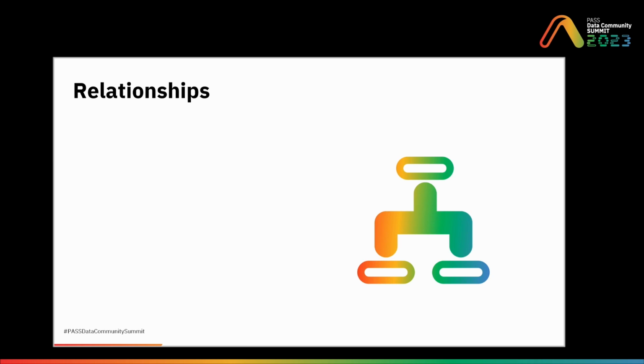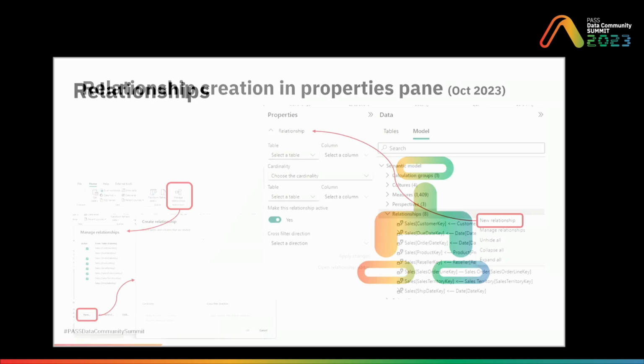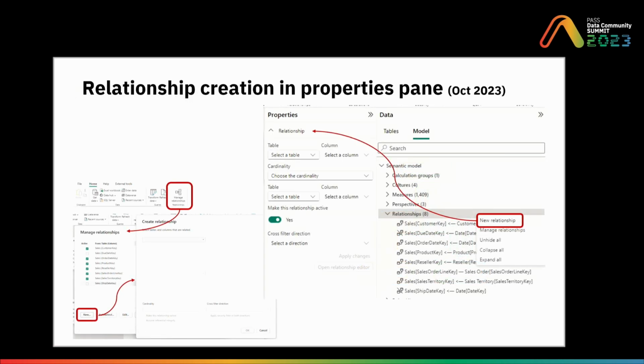So as a side note, relationships is a big part of modeling. We've also given you an additional way to create these relationships. From the Model Explorer, if you click New Relationship, it's not going to open up the dialog that you can get to if you go to Manage Relationships, the one you see on the left here. If you click on Manage Relationships, you can click New, it'll have a kind of a blank relationship editing thing here. But instead, we're going to give you the option to actually do it in the properties pane.